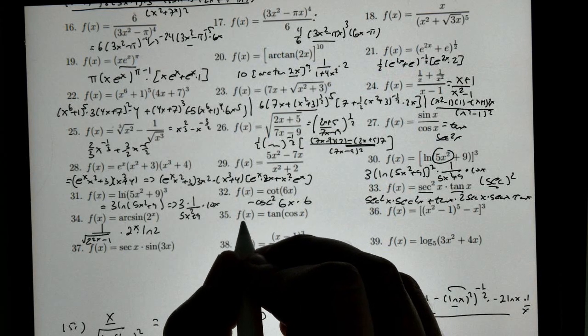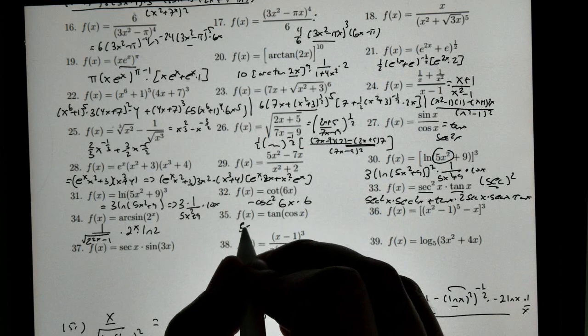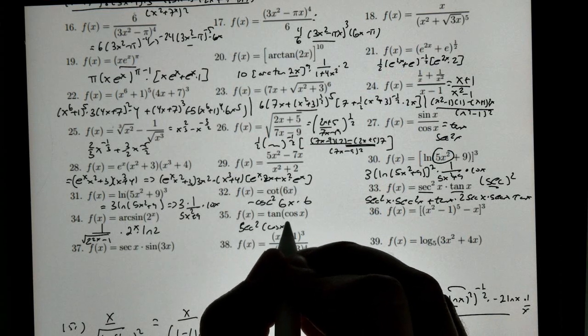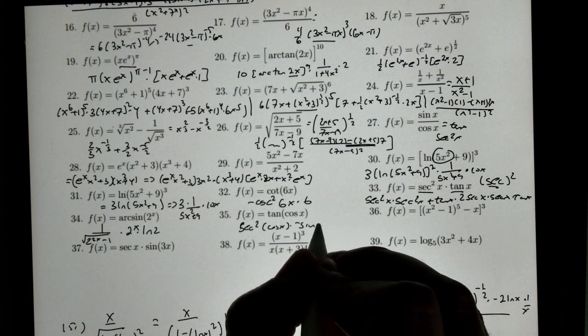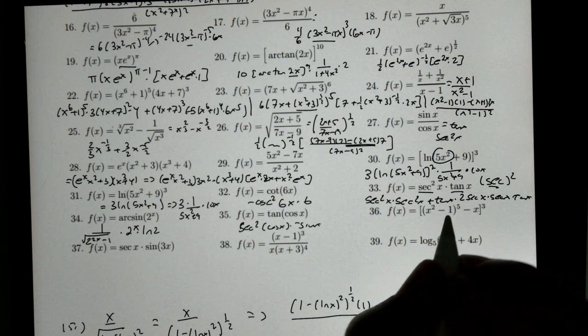Chain rule here. Derivative of the outside, we get secant squared of cosine of x. Derivative of the inside is just negative sine of x. There's your derivative.